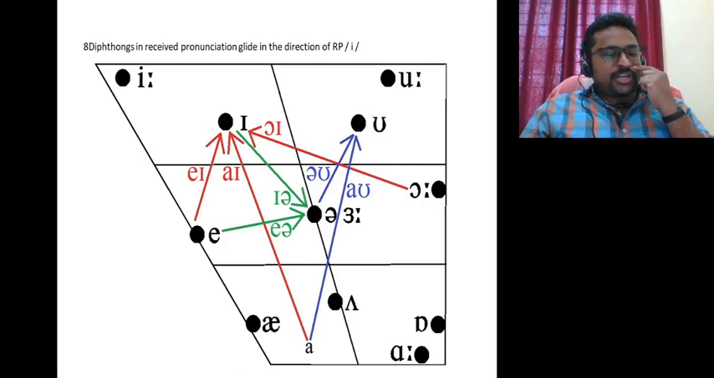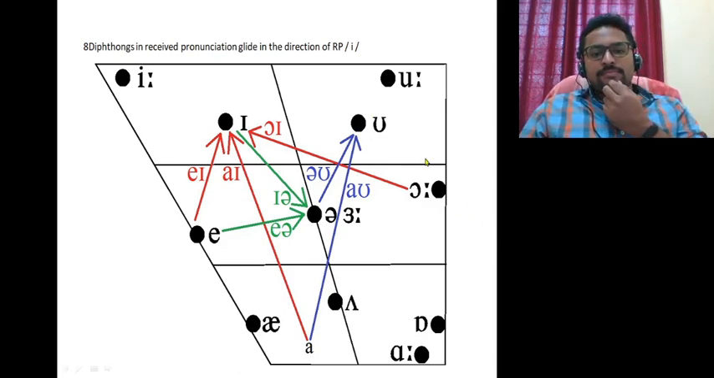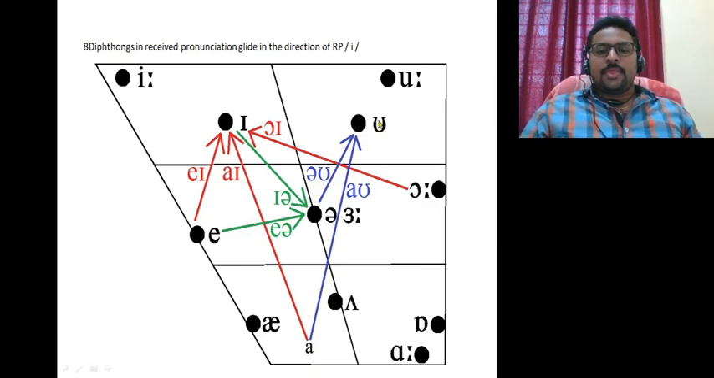Another last one is oo, the sound is ending at the place of A. Back vowel, the sound is generating at the back vowel and it is ending at the place of center vowel A. This is another sound. This is not a heroine. This is another sound.